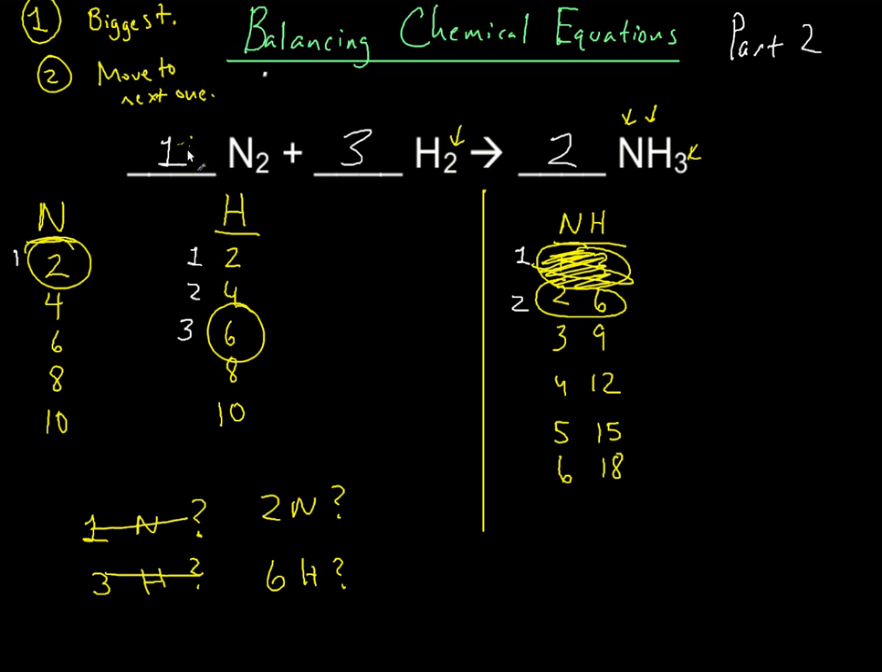As you can see, we have 1 times the 2 here, that equals 2. And that balances with this side. We have 2 times the N, that's 2 times the 1, which is 2. And we have 3 times the 2 hydrogens here, which is 6, and we have 2 times the 3, which is also 6. So this is a completely balanced chemical equation.